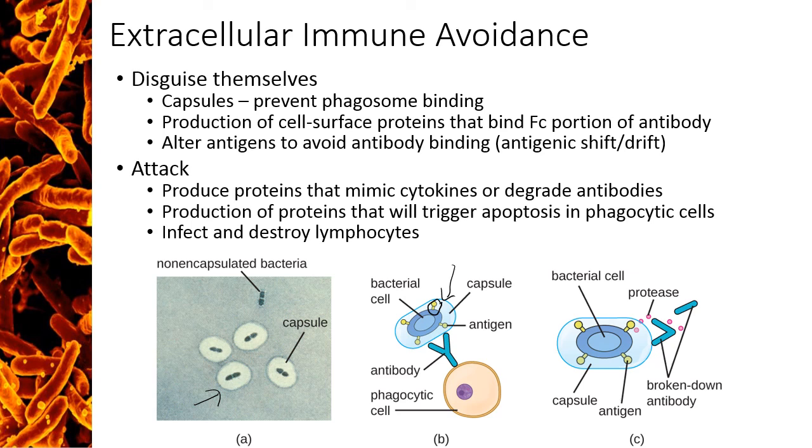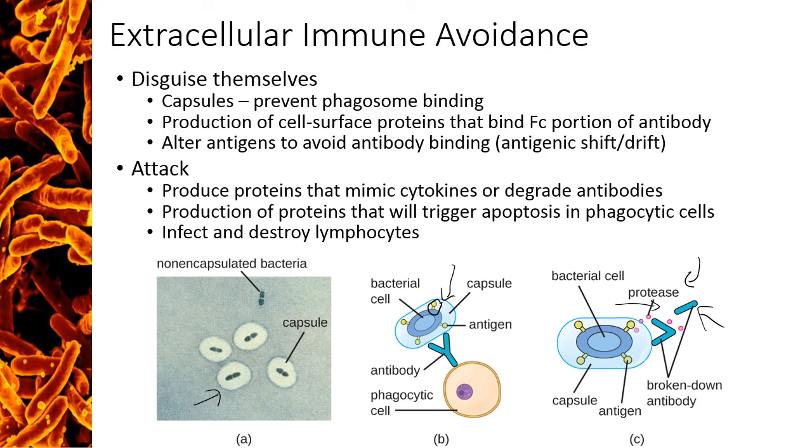The other way that bacteria can avoid the immune system is to just attack the immune system back. And so some of these produce proteins that mimic cytokines. So whereas the immune system might be saying we need a Th1 response, the pathogen says, no, no, no, you need a Th2 response, and then the immune system does something wrong. Or we can have enzymes like the protease seen here that degrade things like antibodies. So the immune system has mounted a response, and then the bacteria fights back and chews that response up.